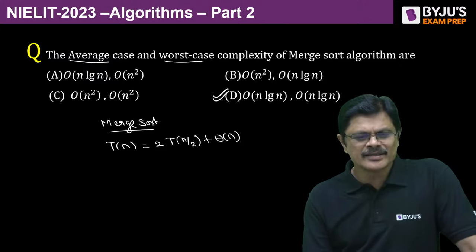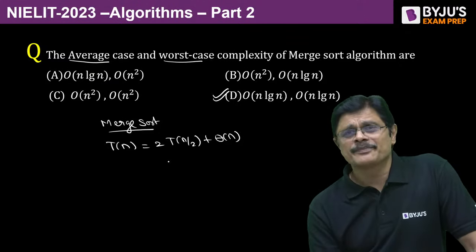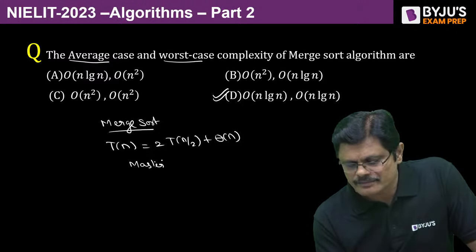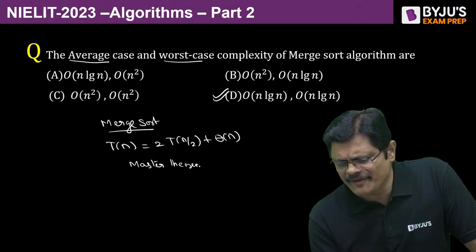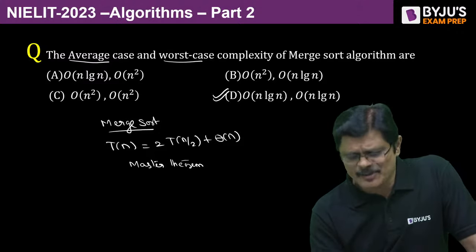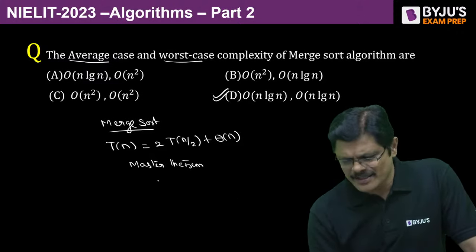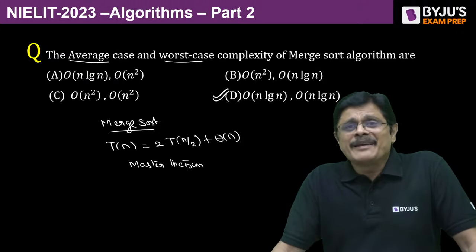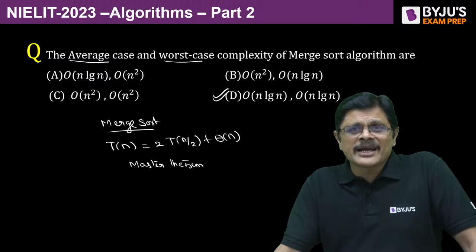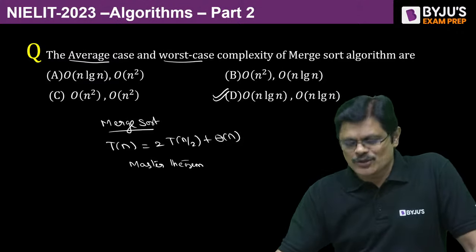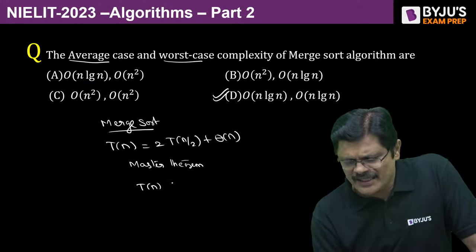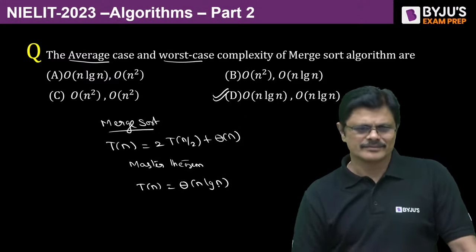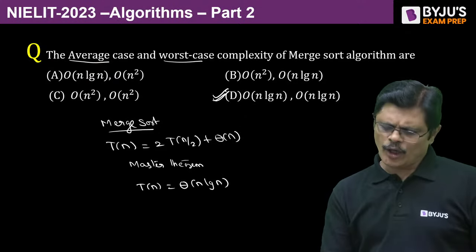Using the master theorem, you can easily verify the time complexity in all the cases, because this is the recurrence relation in all the cases. Here a is equal to b power k, and the p value is 0, which is greater than -1, so that is the first case. So what is the time complexity? T(n) is equal to theta n log n. In all the cases it is n log n.